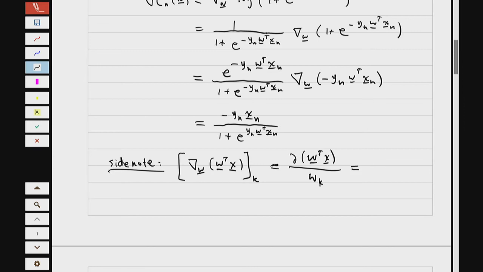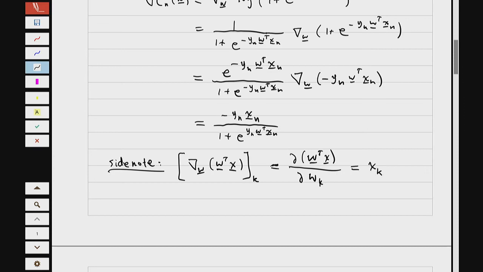This is just a weighted sum of w's weighted by xk's, right? So when you take the partial derivative with respect to wk, the terms that are not equal to k would be 0 because they're constants with respect to wk. Only one term depends on wk, and the coefficient of that term is simply xk. Therefore, this is equal to xk.